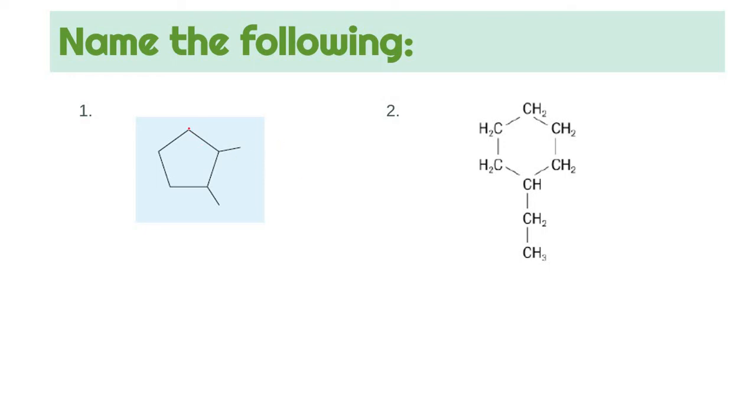Name the following. How about this? You can have 1, 2, 3, 4, 5. This is a pentane, with single bonds. Then there are two methyl groups. So you can have 1, 2, dimethyl, cyclopentane. How about this? Again, if there is only one branch on the ring, no need to write the number.